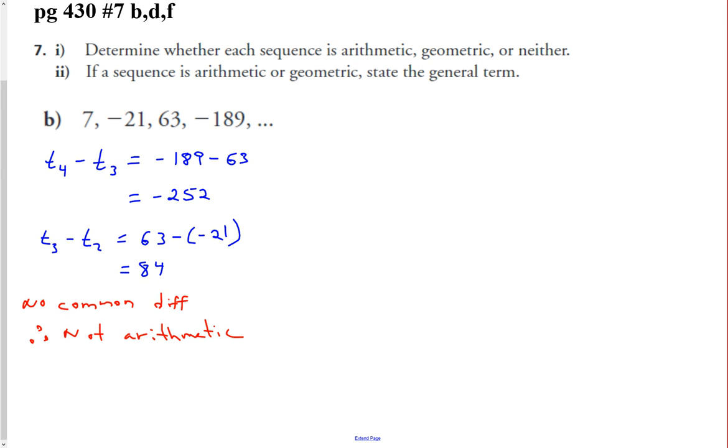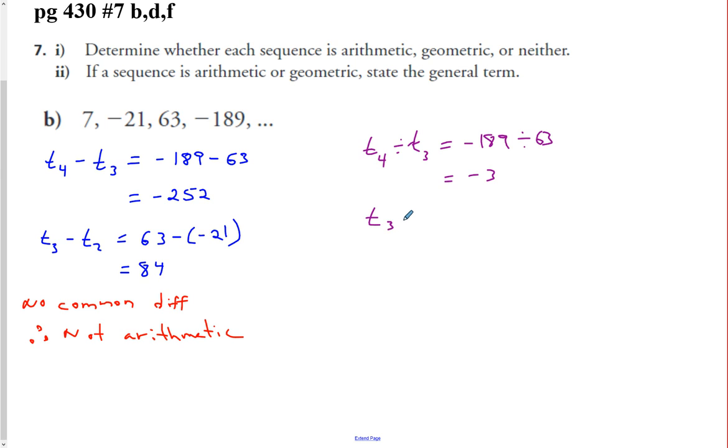Okay, so maybe this is a geometric series. Maybe we are multiplying by the same thing to get from one term to the next. And how we can figure that out is we can just look at it and try and see if we can figure it out. But if I want to do it kind of formally, I'm going to take the 4th term and I'll divide it by the 3rd term, the one before it, and we'll see what we get. So that's negative 189 divided by 63. And that's going to give me an answer of negative 3.